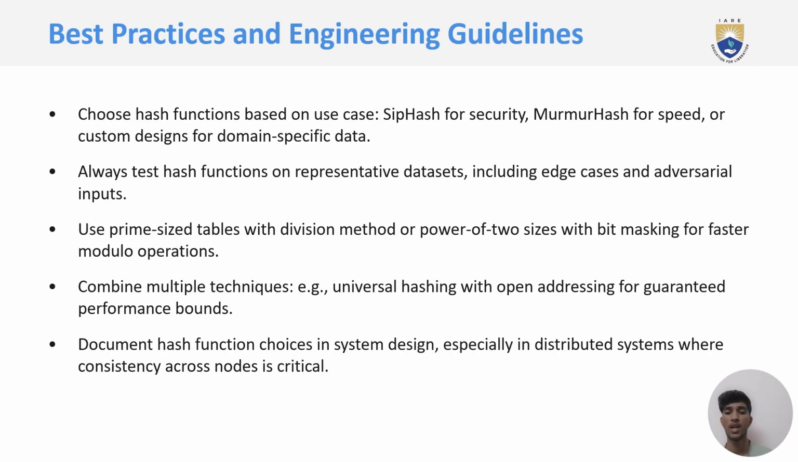Best practices and guidelines. When choosing a hash function, engineers should consider the specific application. For example, Murmur hash is good for speed while SipHash is useful for security. Hash functions should always be tested on real data. Choosing the correct table size and collision resolution method also improves performance. Proper documentation is important when designing systems that rely on hashing.